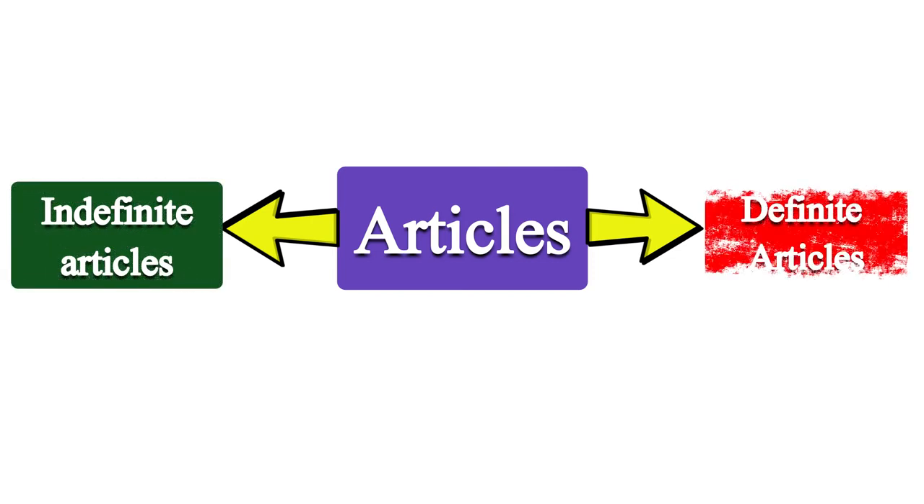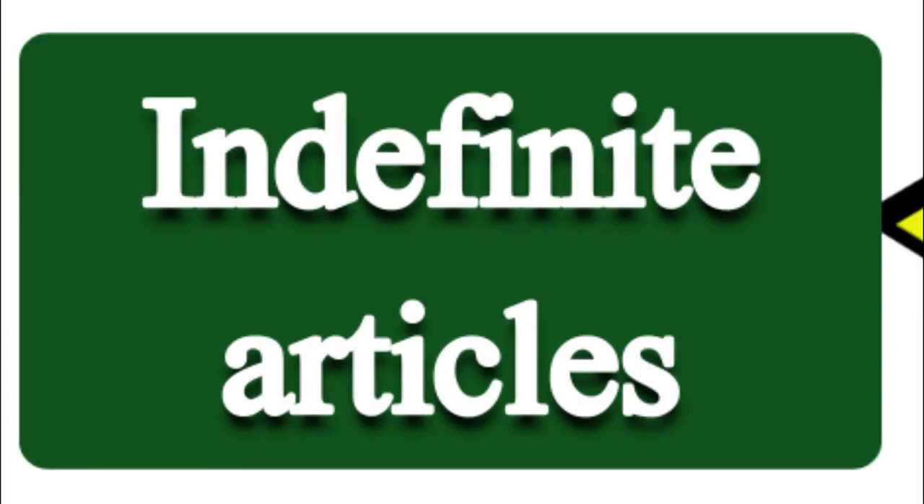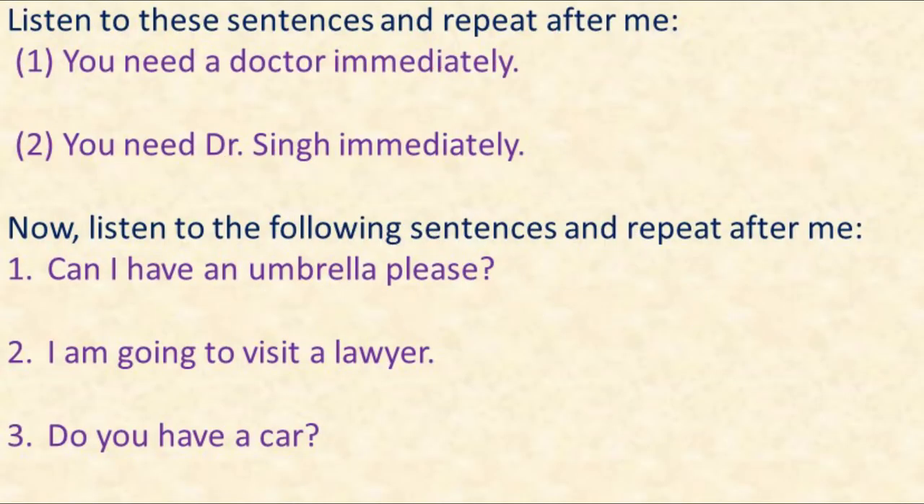There are two types of articles, indefinite and definite. Here we will focus on indefinite articles. A and an are indefinite articles, as they do not refer to any particular person or thing. Listen to these sentences and repeat after me.